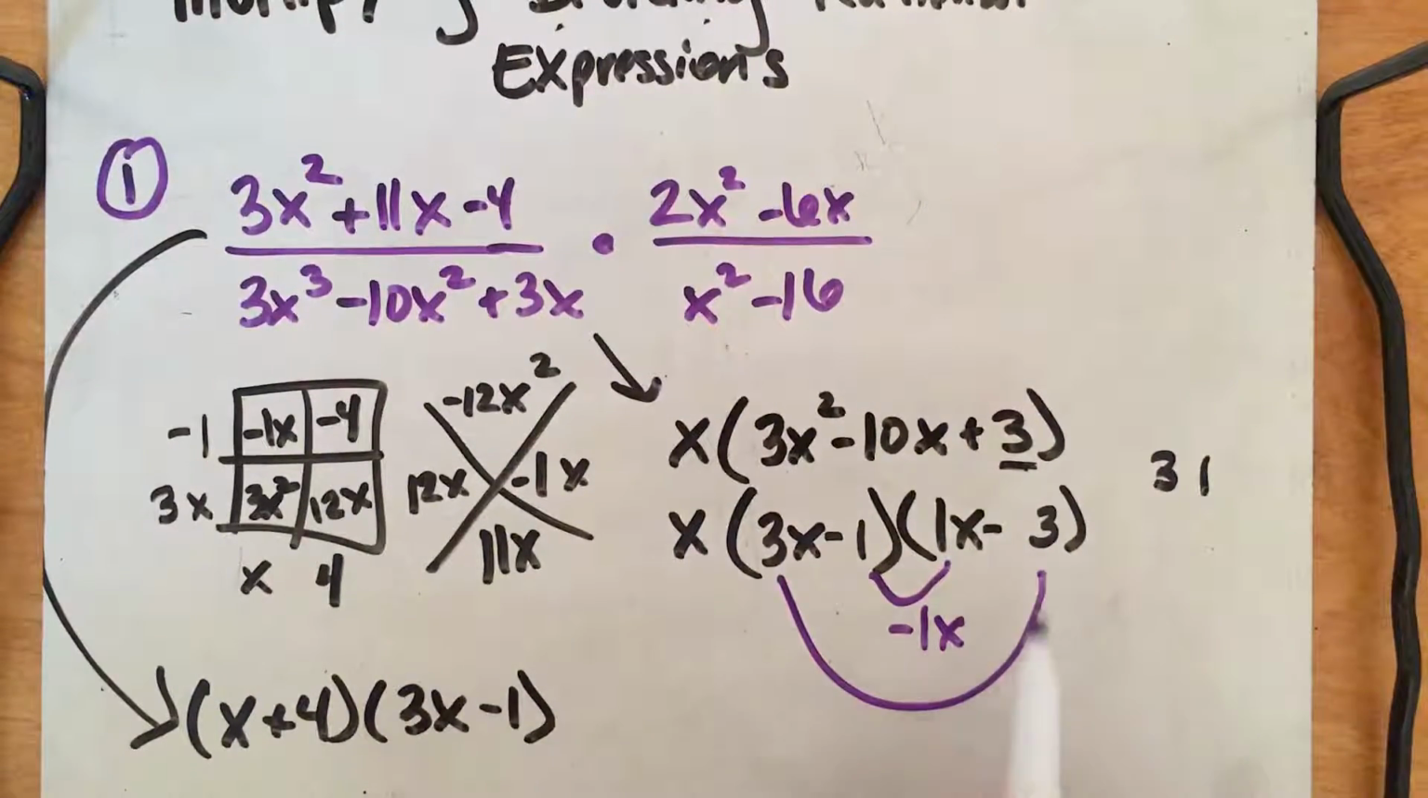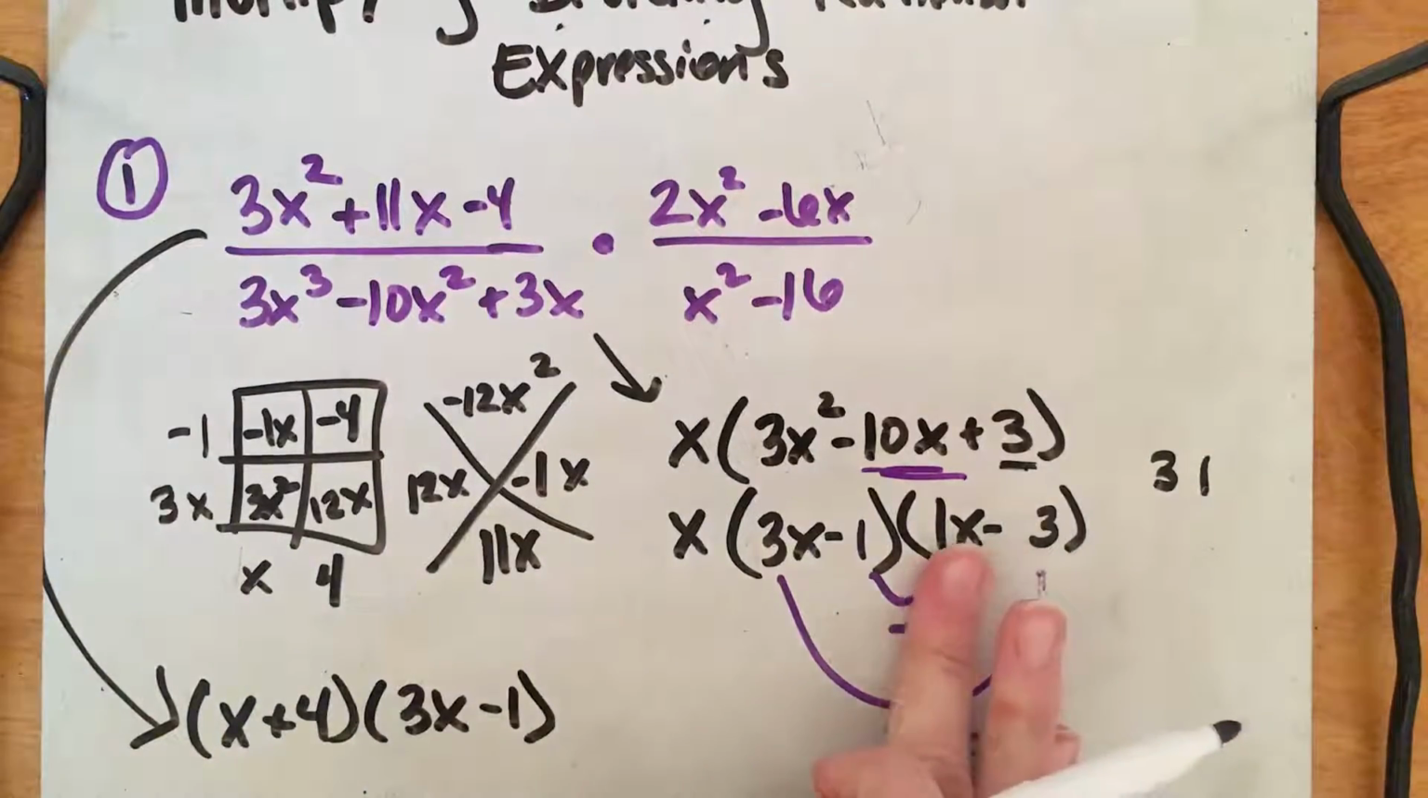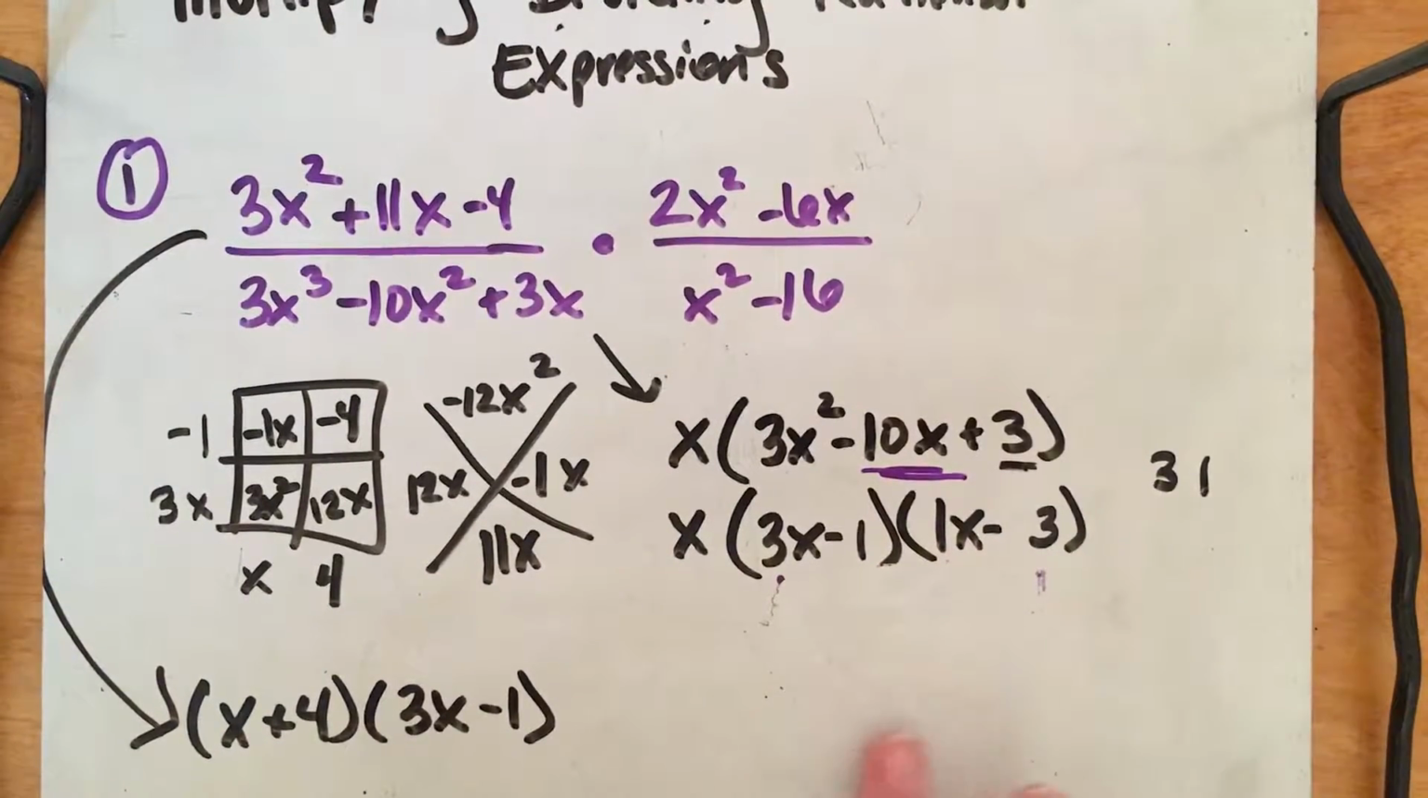If I multiply the outsides together, it gives me a negative 9x. If I add those, that in fact does get me into this 10x. So that is the right way to set up those parentheses, so that is factored correctly. Okay, so I'm going to write that underneath here.